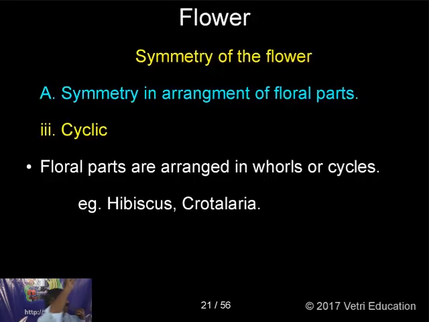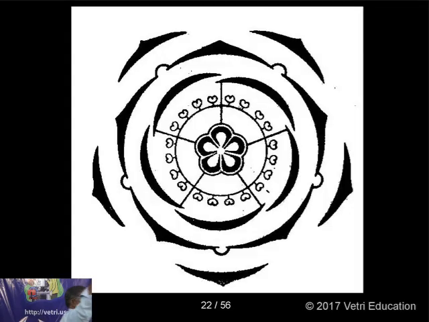The next one, cyclic. This is most common in advanced plants. The floral parts are arranged in whorls or circles. Example, hibiscus and crotalaria. See, here you can have the first whorl, sepals, and next petals and androecium and gynoecium, and 4 whorls you can find. This is a cyclic arrangement.